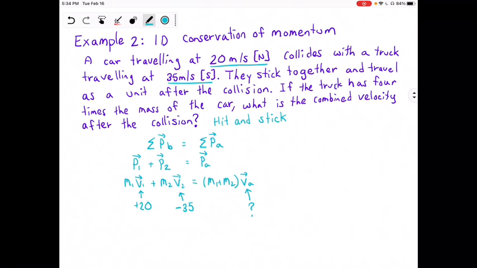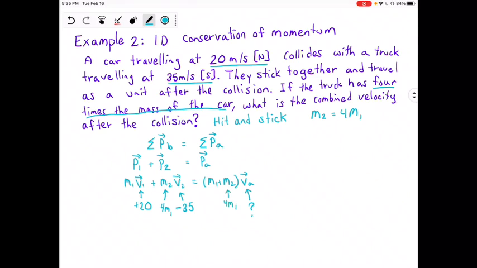And that's the thing with any question in physics. You can only solve if you have only one unknown in a question. So we have to add a little bit more information in order to solve for our unknown. And that comes from the fact that the truck has 4 times the mass of the car. Or m truck, which is m2, equals 4 times m1. And so we can put that in the place of m2.